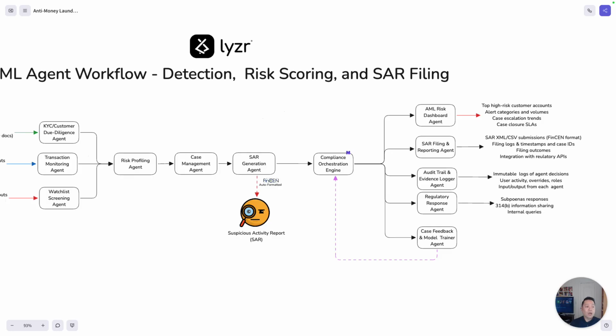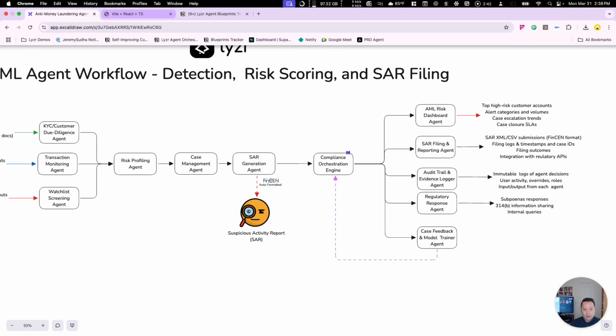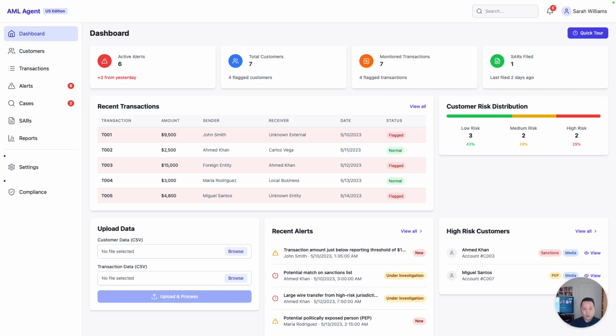and regulatory outputs. There's a regulatory response agent specifically for handling subpoena responses, as well as for information sharing queries and internal queries as well. There's a case feedback and modeler and trainer agent, which provides a feedback loop to improve this agent over time. Let's take a look at how the application works.